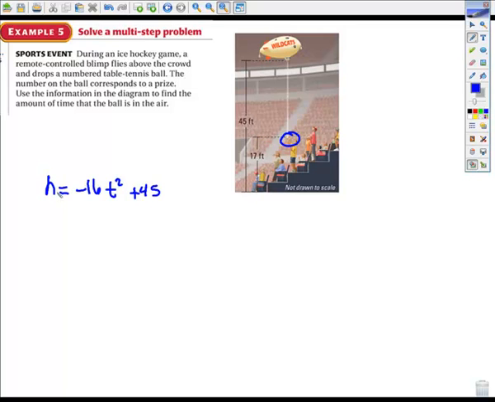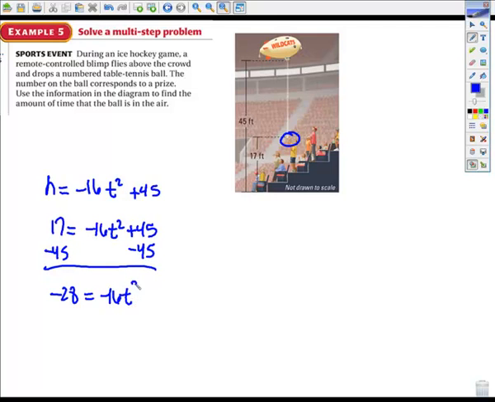So instead of setting it equal to h, I'm going to go back here and set it equal to 17. And now I need to solve this because it wants to know the time. So I'm solving this with the square root. I'm going to subtract the 45 from both sides. 17 minus 45 is negative 28. I'll divide by the negative 16.